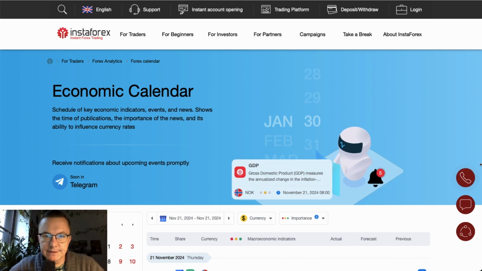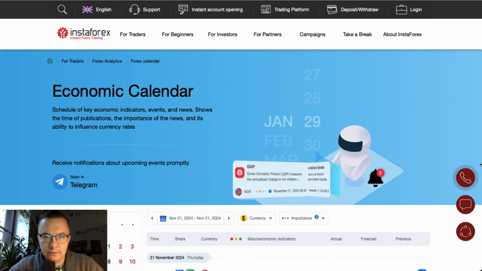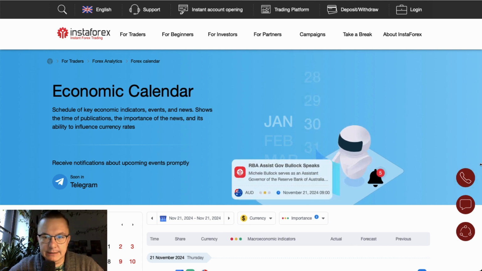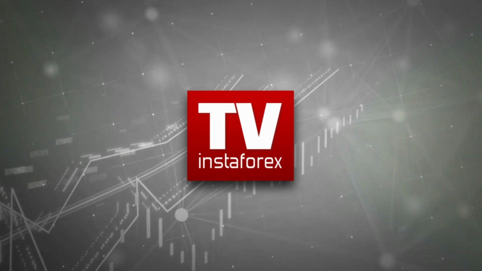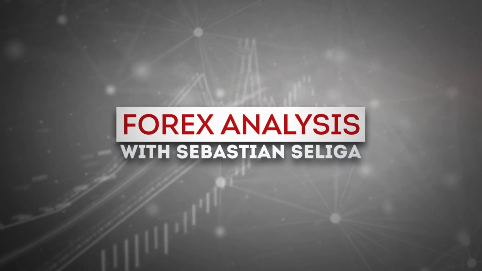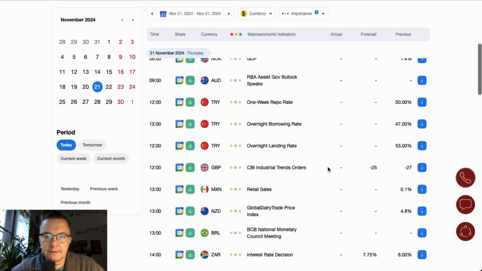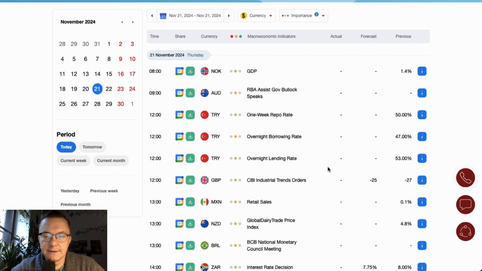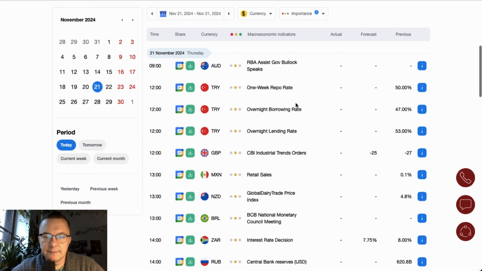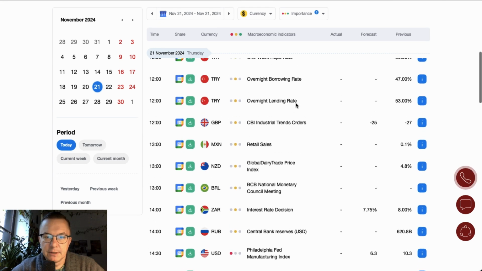Today is Thursday, November 21st, 2024. Let's find out what we have in the economic calendar today. We are still waiting for some data during the London session. However, all of the medium and very important data are not really scheduled for release during the London session, except the RBA Assistant Governor Bullock, who will give a speech. He is from the Reserve Bank of Australia.